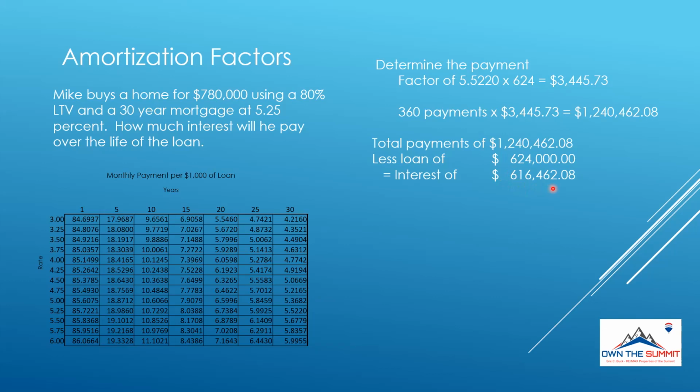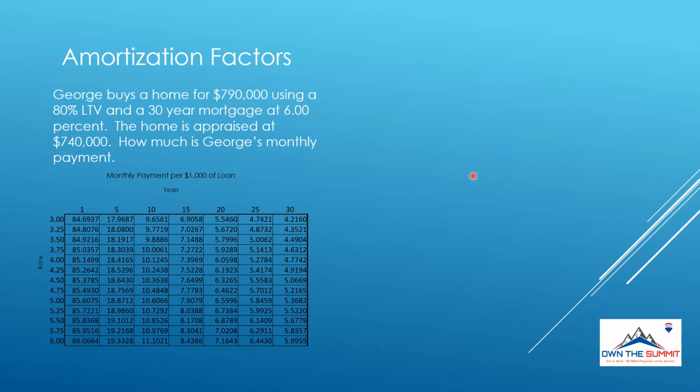$616,462.08. Okay, now here's one that can be a little tricky. You got to pay attention to this. George buys a home for $790,000 using an 80% loan-to-value ratio and a 30-year mortgage at 6%. The home is appraised at $740,000. How much is George's monthly payment?